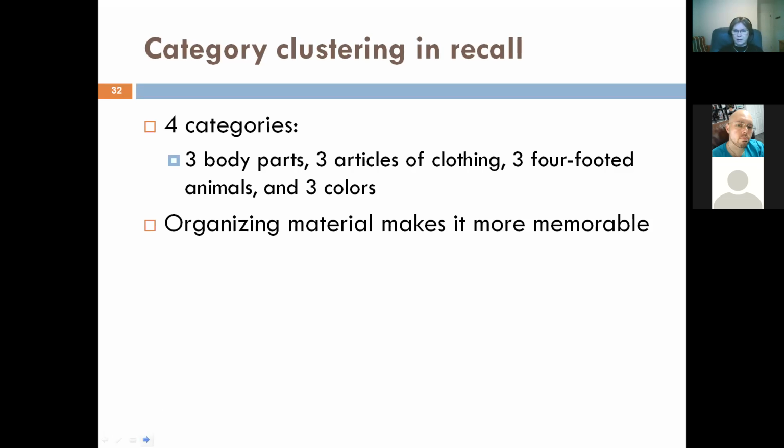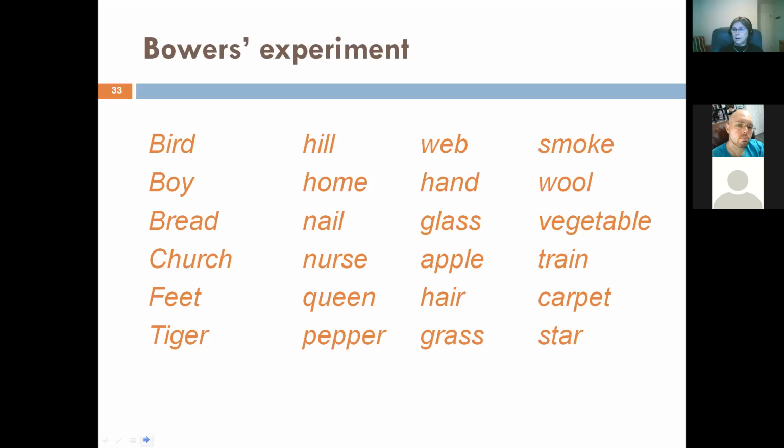Okay, here's the famous experiment by Gordon Bower, where people were given, as you can see, 1, 2, 3, 6 times 4. That's 24 words. One possibility would be to do just what we did, right?